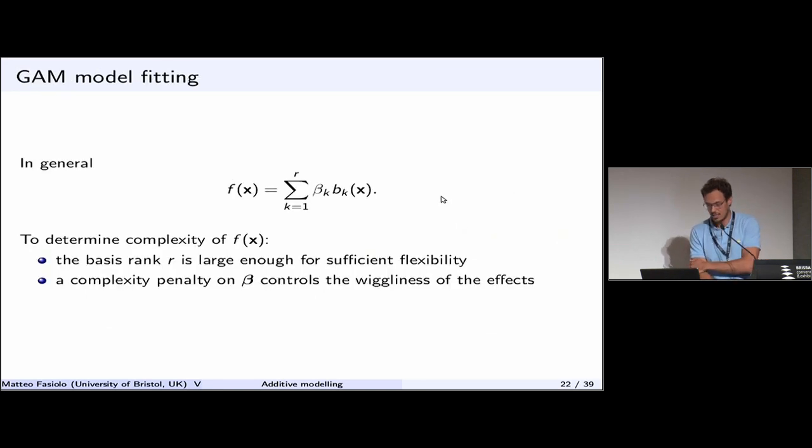Okay, then I want to say just something about how we fit these kinds of models. Again, you can think of a smooth effect as a sum of some coefficients that need to be estimated times some basis, which can be multidimensional. At least in our approach, to determine the complexity of these effects, we choose a rank R, the number of basis functions that we use, which is large enough so that potentially we can have fairly complex effects and possibly overfitting. But then we put a penalty on the regression coefficients, which will shrink them towards zero, and which lets us control the wiggliness of the effects.